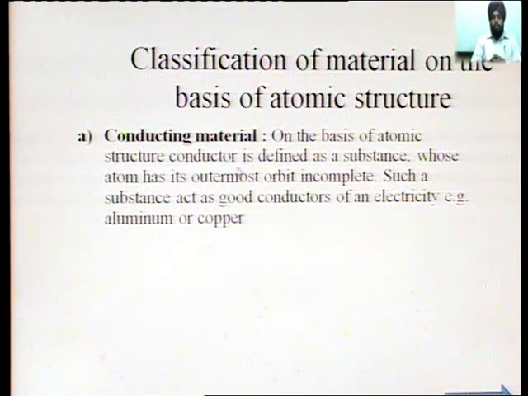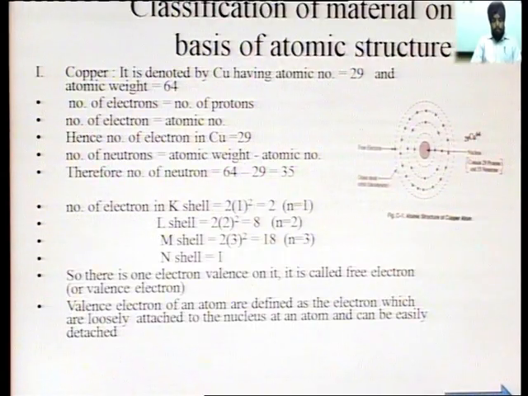Next is classification of material on the basis of atomic structure. On the basis of atomic structure, a conductor is defined as a substance whose atom has its outermost orbit incomplete. Such a substance acts as a good conductor of electricity. For example, aluminium is a conductor. So on the basis of atomic structure, we are classifying the materials.